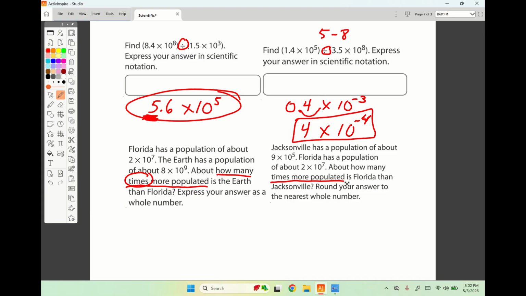And you're dividing that by Florida's population. So divide your numbers. 8 divided by 2 gives you 4 times 10 to the 2nd power when you subtract your exponents. Now they want the answer as a whole number, so we need to expand this by moving the decimal twice, and it gives 400.